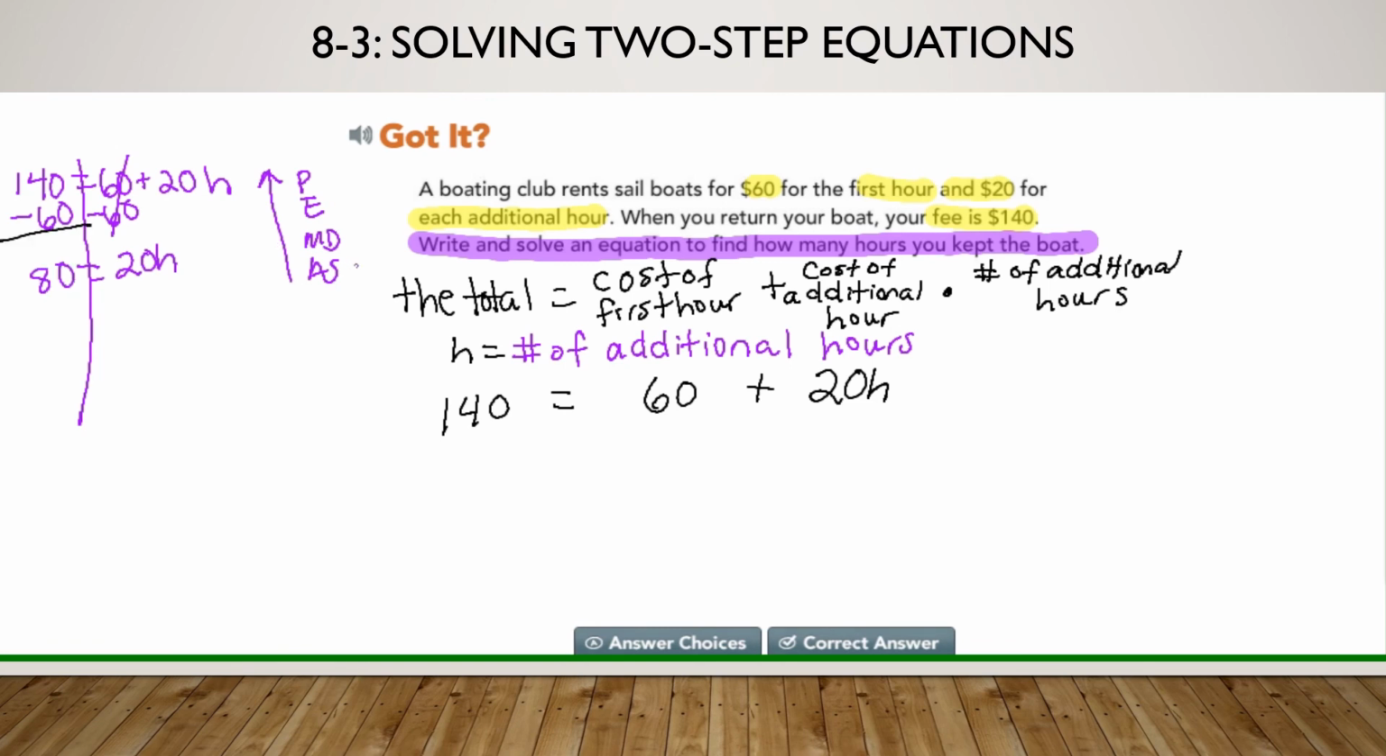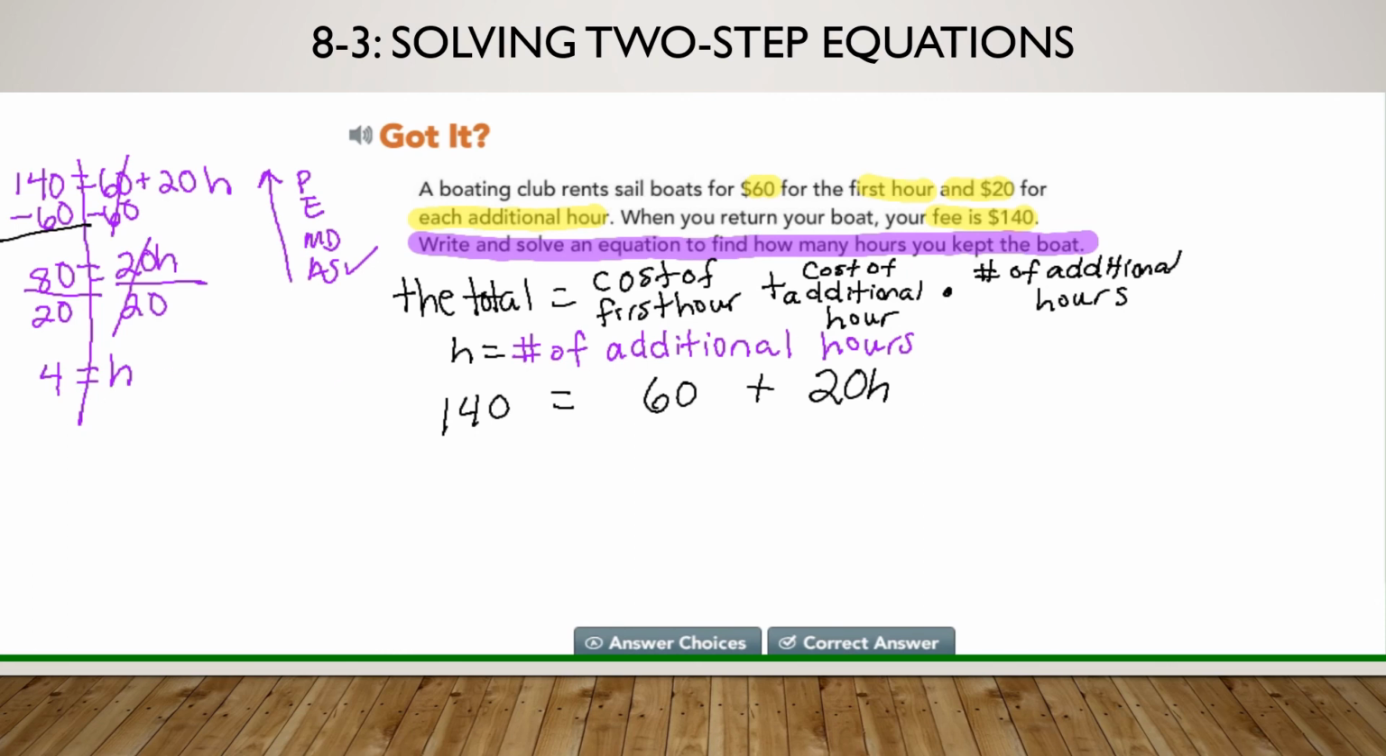So that's the first step of solving for the variable. We undid addition and subtraction. Now we have to move on to undoing multiplication and division. Is there anything connected through multiplication or division? Yes, this 20 is connected through multiplication. In order to undo multiplication, you have to do the inverse of multiplication, which is division. So we're going to divide 20 on both sides of the equal sign. Over here, I'm left with h, and we know 80 divided by 20 is 4. So h, which is the number of additional hours, should be 4.